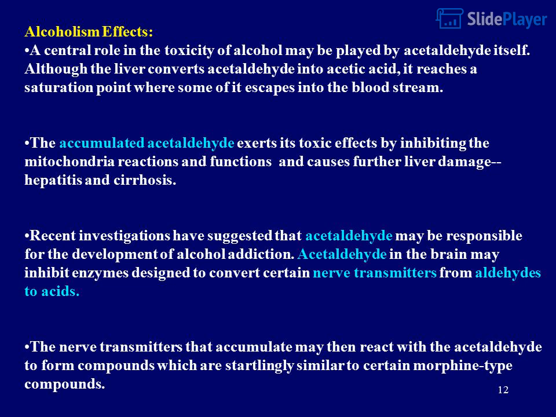Acetaldehyde in the brain may inhibit enzymes designed to convert certain nerve transmitters from aldehydes to acids. The nerve transmitters that accumulate may then react with the acetaldehyde to form compounds which are startlingly similar to certain morphine-type compounds.